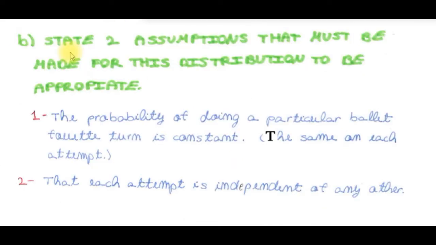Question B says, state two assumptions that must be made for this distribution to be appropriate. For a geometric distribution to be appropriate, we have to make two important assumptions. The first one is that the probability of success, p, is the same for every trial. In other words, the probability of doing a particular ballet fouette turn has to be constant. Secondly, each attempt should be independent from one another.